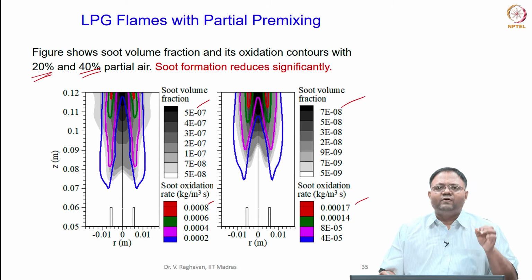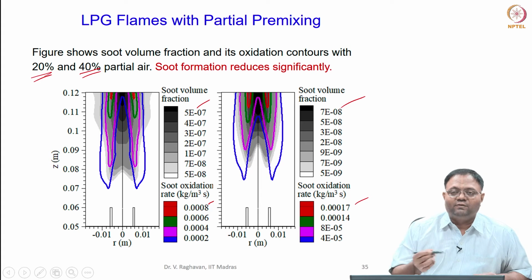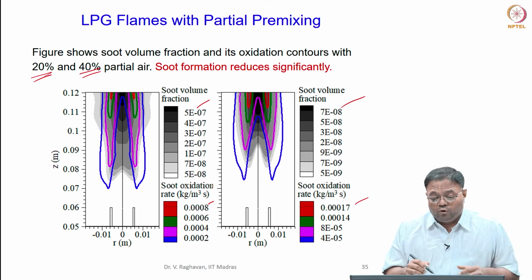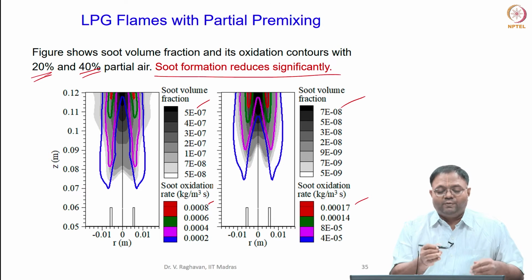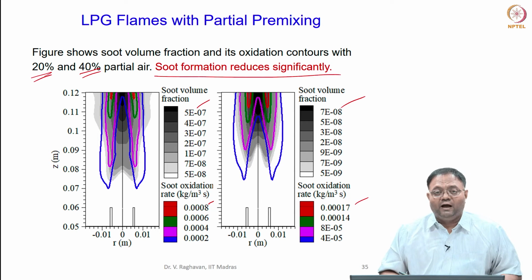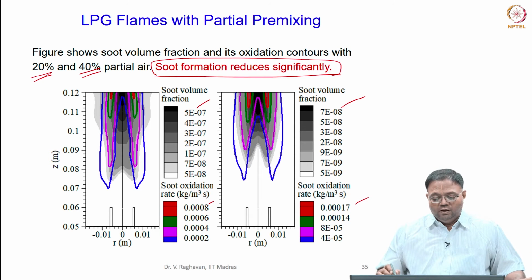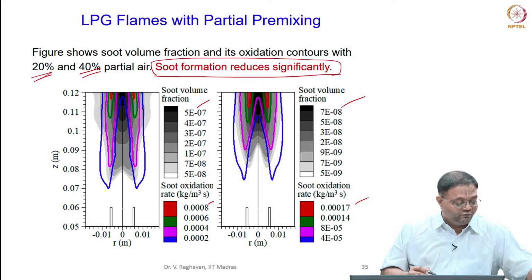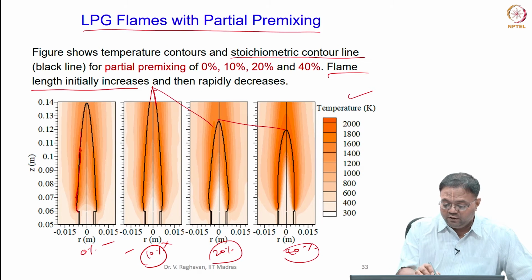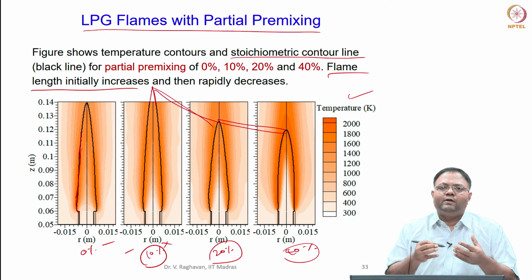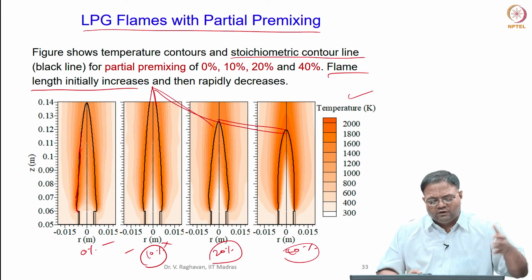So primary air is very important, and please understand that till 40% I do not have a premixed mixture, that is, it will not ignite as a premixed flame. So by just adding 20% or 30% or 40% primary air, I can abate the soot formation completely. So that will give us good control. We have seen the reduction in the flame length, so that means we can go for primary aeration. If we want to reduce the flame length, we can go for primary aeration, which will significantly reduce the flame length.